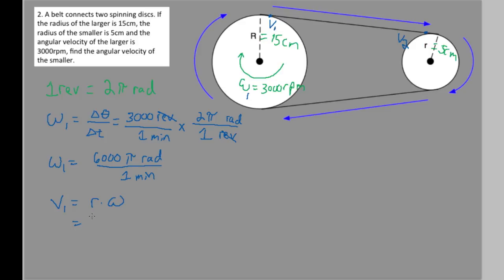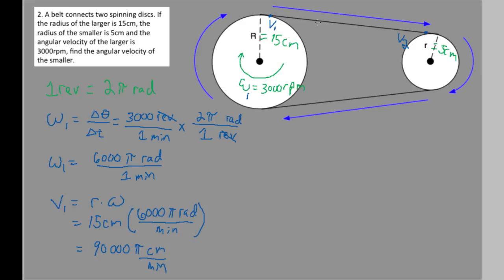So I'm going to take the radius of the first, which is 15 centimeters, multiply by the angular velocity I just found, 6,000 pi radians per minute, and I'm going to get 90,000 pi. The units will become centimeters per minute because radians really isn't a unit and I don't need it anymore. So centimeters per minute. A change in distance over a change in time is the velocity.